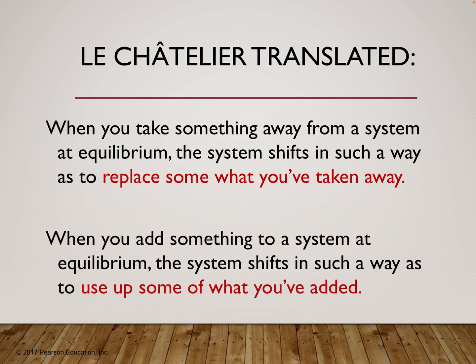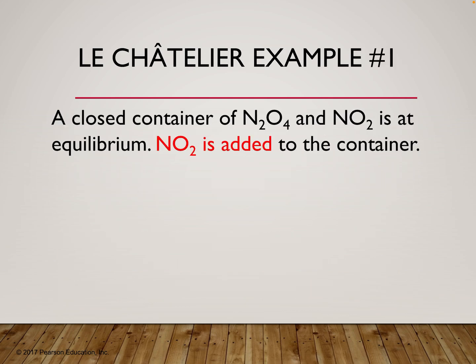Okay. The opposite is also true. If you add something to a system at equilibrium, it will shift in such a way to use up what you've added. So say you added a bunch of reactant. Well, that increased your concentration of reactant, and your system is like, whoa, too much reactant. Let's use it up and go make a bunch of product so that we can come back to that state of equilibrium. Okay, so this is essentially what Le Chatelier means, especially in terms of concentration. So let's see how this plays out.